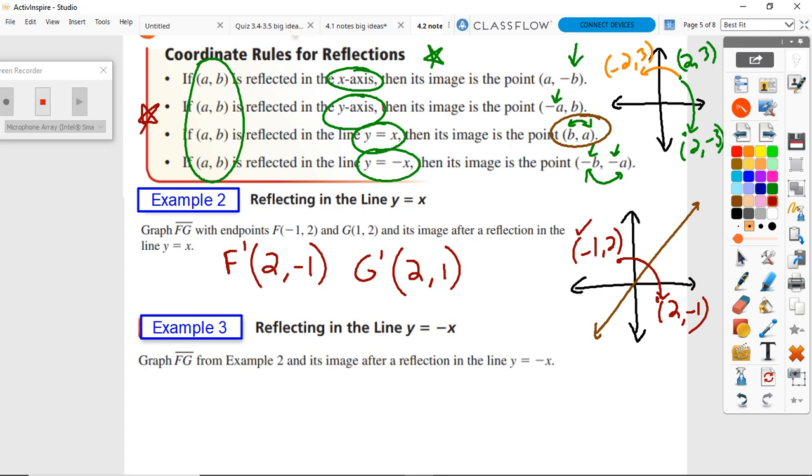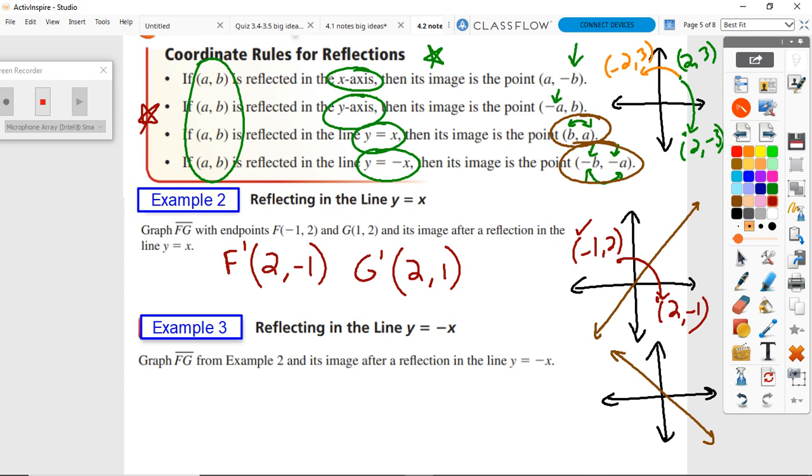Now when we reflect in example 3 across the line y equals negative x, for those of you keeping score at home, y equals negative x is just going downhill with a slope of negative 1. So now you have to do everything. You've got to switch the signs and switch the order of the coordinates. So let's do it, with the same points from example 2.